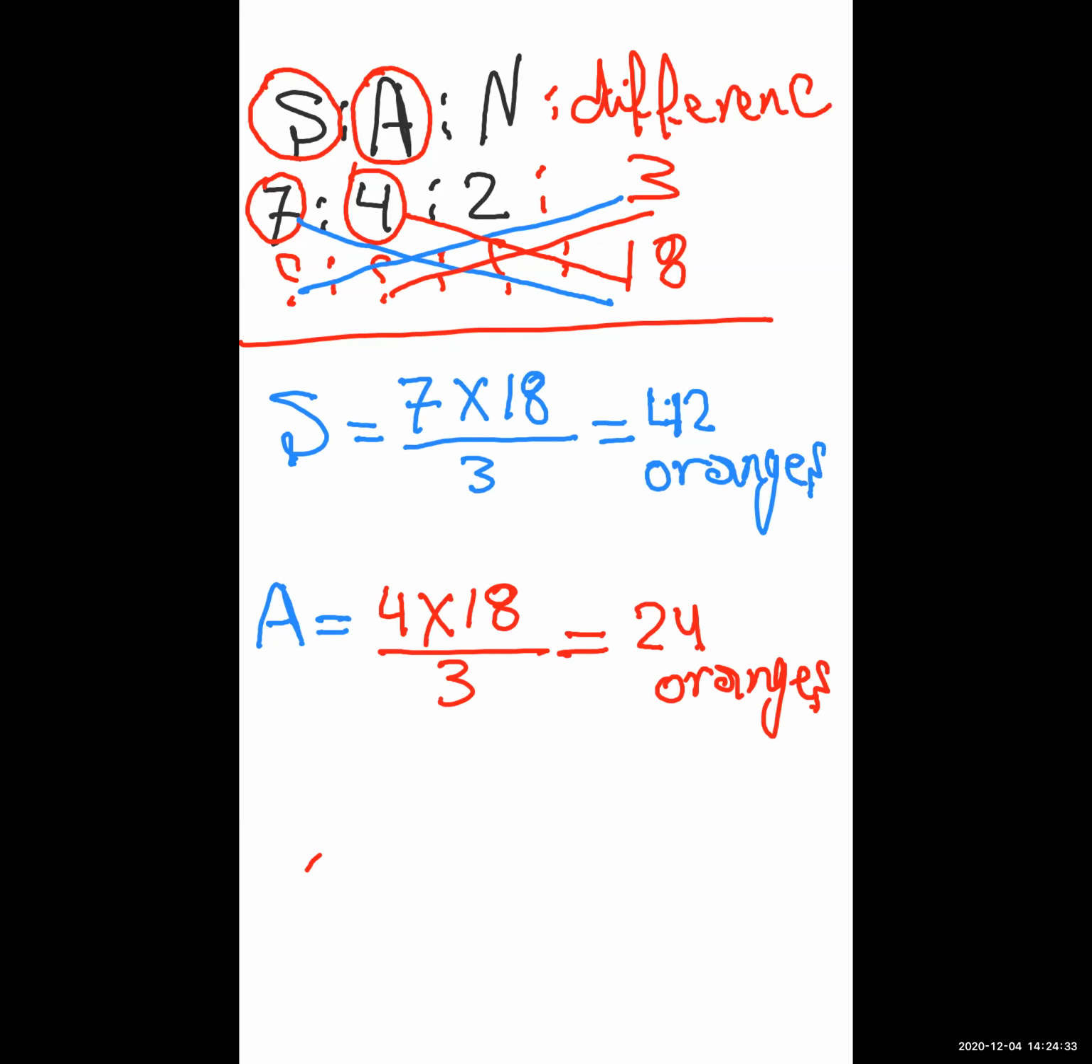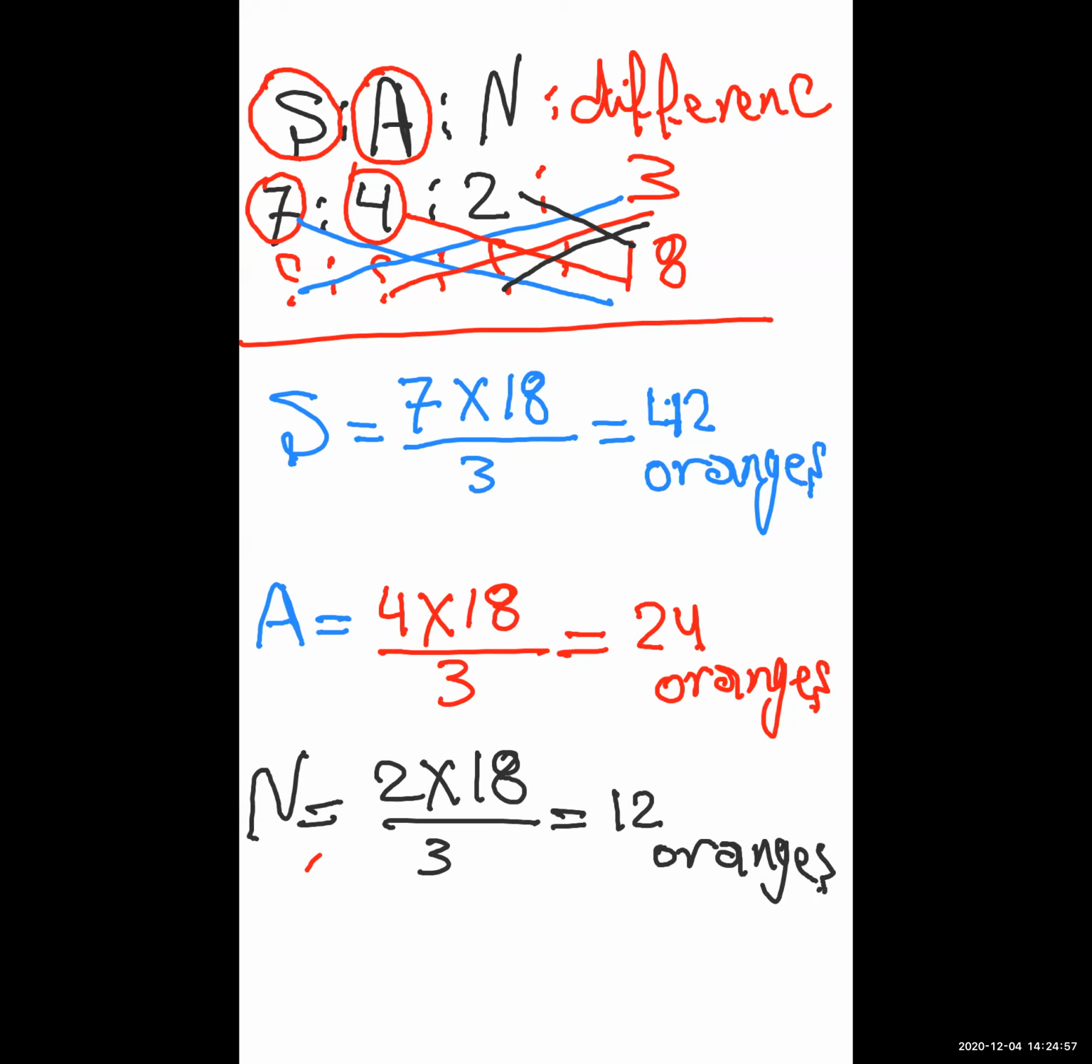Okay, then the last share will be for Nihal. Nihal will equal, cross multiplication, 2 times 18 divided by 3. So it will equal 12 oranges.